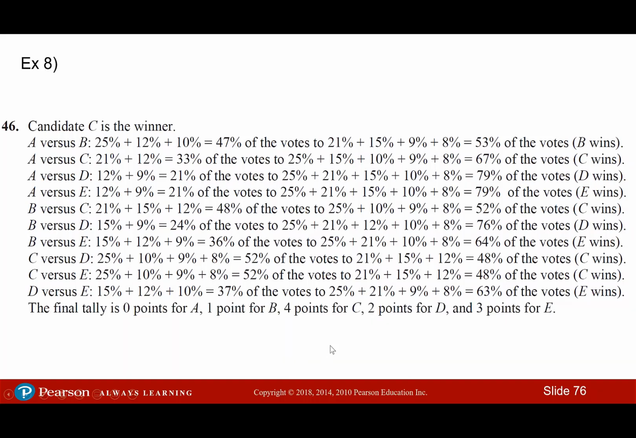All right, and then tallying up the point totals, there it is. A got 0 points, B ended up with 1 point, C ended up with 4, D gave us 2 points, and E comes in with 3 points.